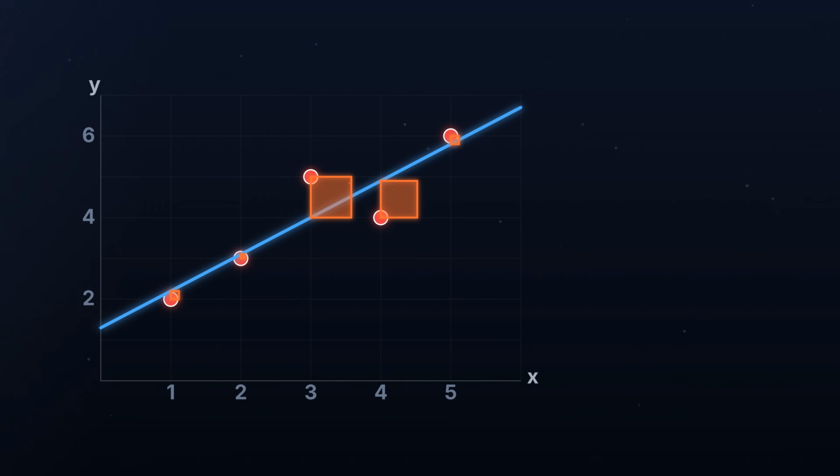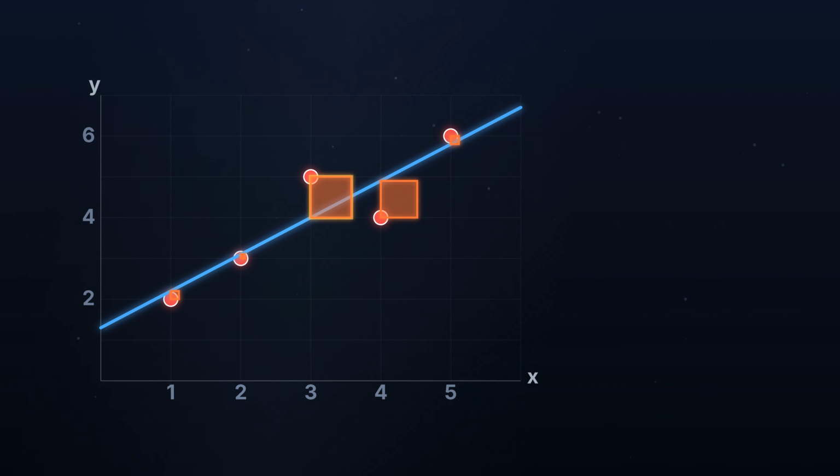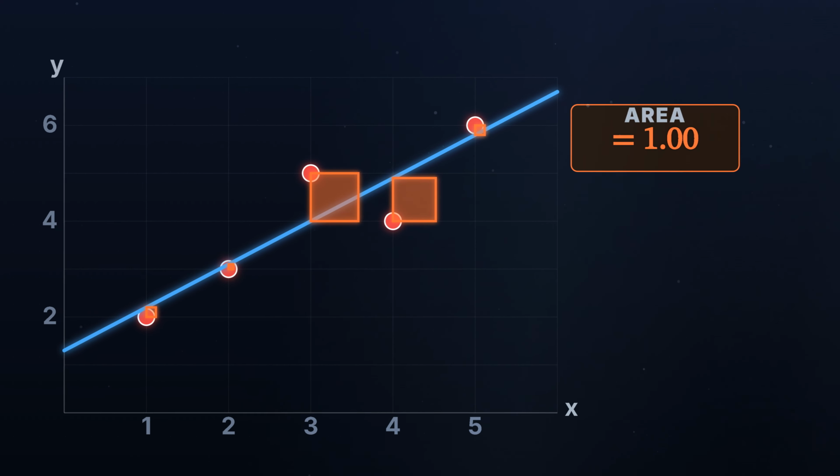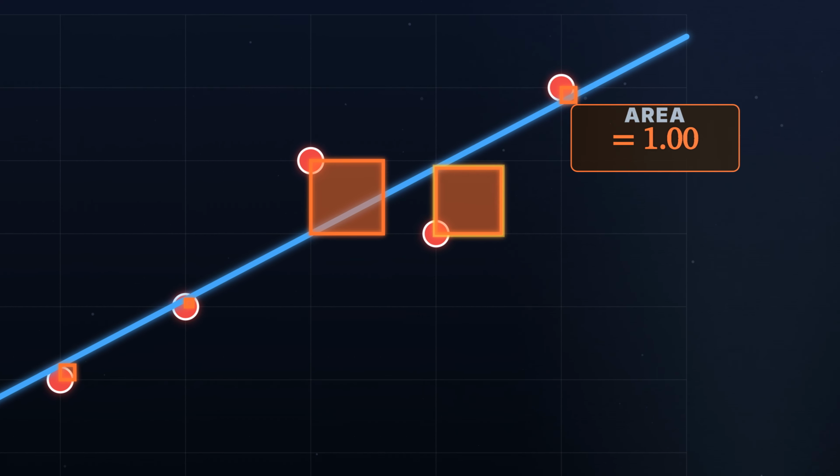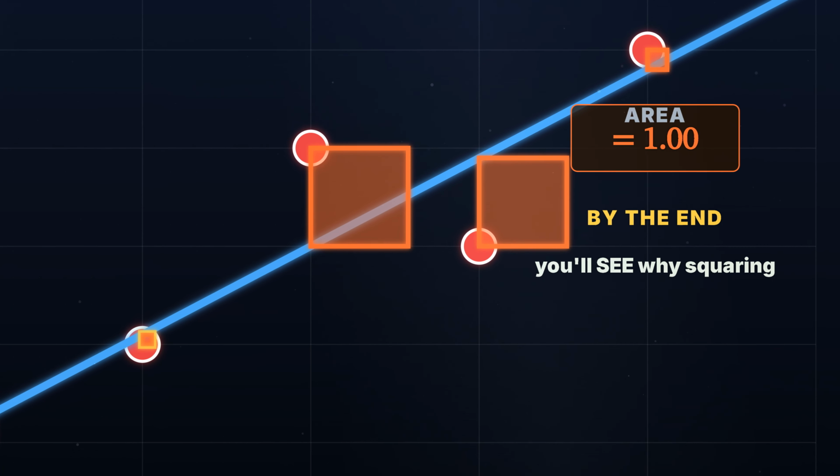Look at the largest orange square. Its area is exactly 1.00. The golden glow traces each residual square. Each square encodes the squared distance from a point to the line, a geometric measurement of error.